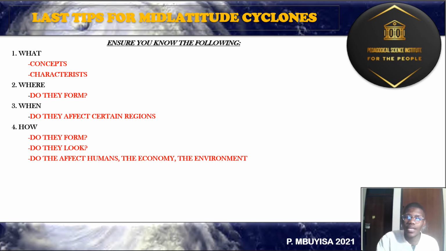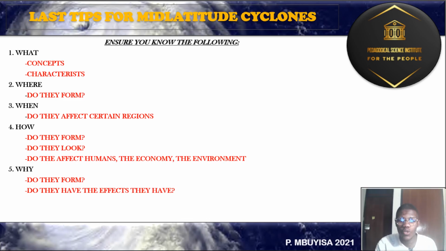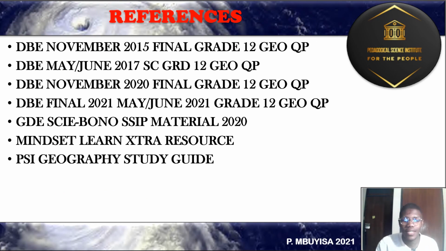Remember, they have vortex, eye, vortex in a cross-section format. In a satellite image, they have an eye and circular band of clouds being your cumulonimbus cloud. And how do they affect humans, the economy and the environment? So you need to know that. And why do they form, where they form, and why do they have the effects that they have? So those are some of the questions you need to ask yourself.